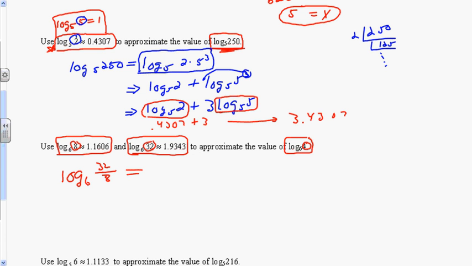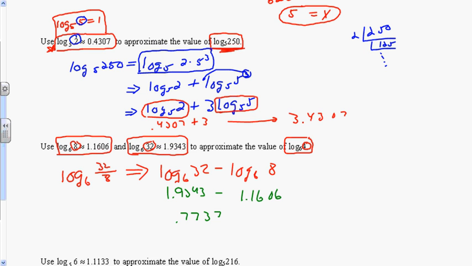How does that help us? Well, if it's division, we can write them as log base 6 of the numerator minus log base 6 of the denominator. And we know those two numbers. Log base 6 of 8 is 1.1606. Log base 6 of 32 is 1.9343. And we're supposed to subtract them. That gives us 0.7737.